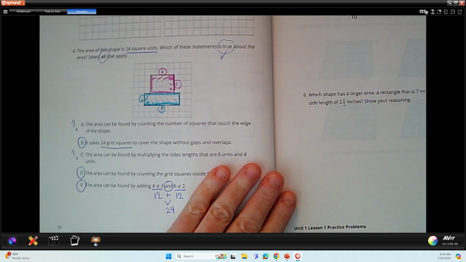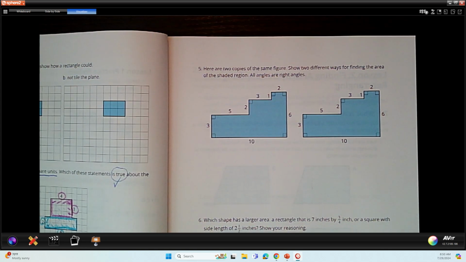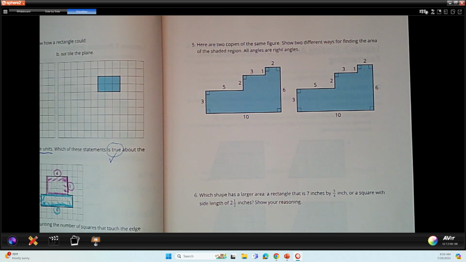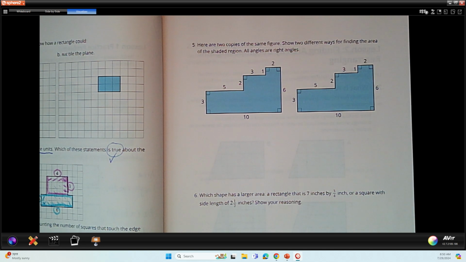All right, this one is fun. Here are 2 copies of the same figure to show 2 different ways for finding the area of a shaded region. All angles are right angles, so they're telling us that everything in this shape is a right angle. And we're going to find the area 2 different ways. All right, these are super fun. All right, so sometimes it takes a little bit of visualization. You have to kind of imagine what the shapes look like.